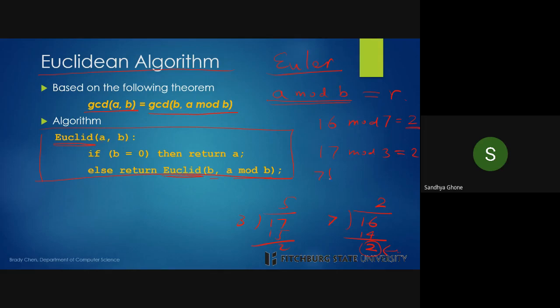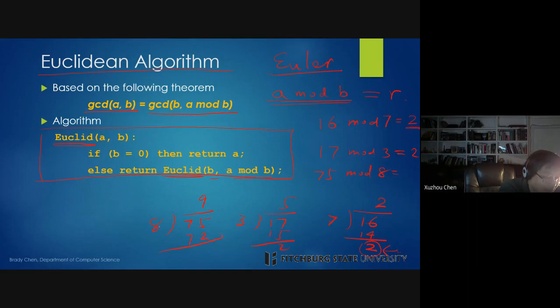Let's say 75 modulo 8. What is that? You can put a 9. 8 times 9 is 72. 75 minus 72 is 3. So the remainder is 3, right? Now, it doesn't matter how big the number is going to be. So let's say 973 modulo 23. What is the result?